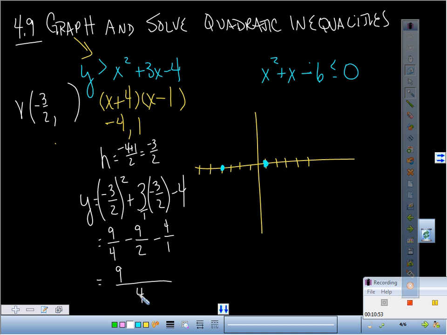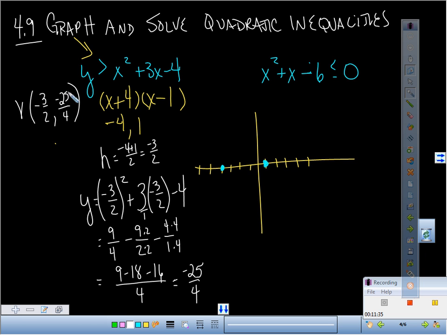What do you have to multiply 2 by to make him a 4? So I have to multiply the top by 2. What you do to the bottom, you have to do to the top. It's all about being fair. What's negative 9 times 2? Negative 18. What do I have to multiply this bottom by to make him a 4? So I'll multiply the top by 4. What's negative 4 times 4? Alright? So now, what's negative 18 and negative 16? Negative 34. What's 9 minus 34? Okay. Negative 25/4. That's my y coordinate.